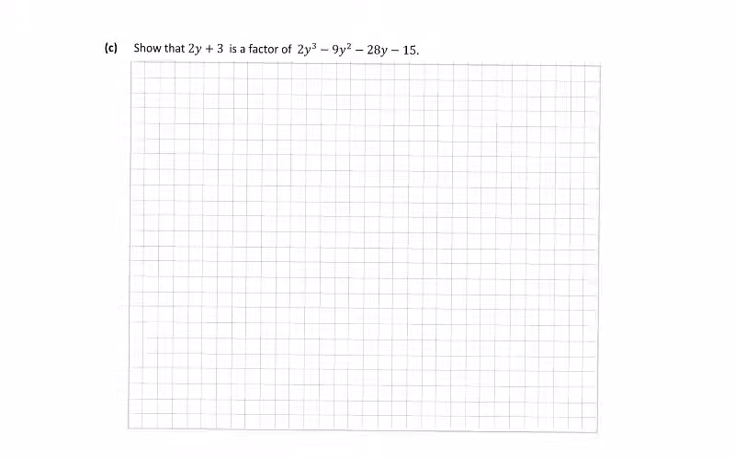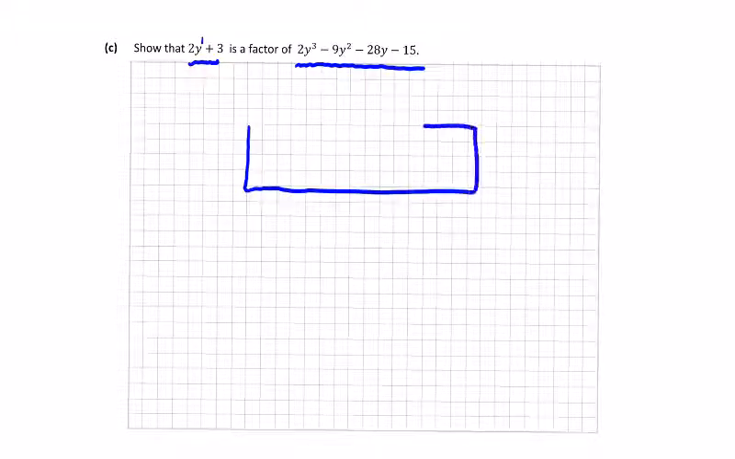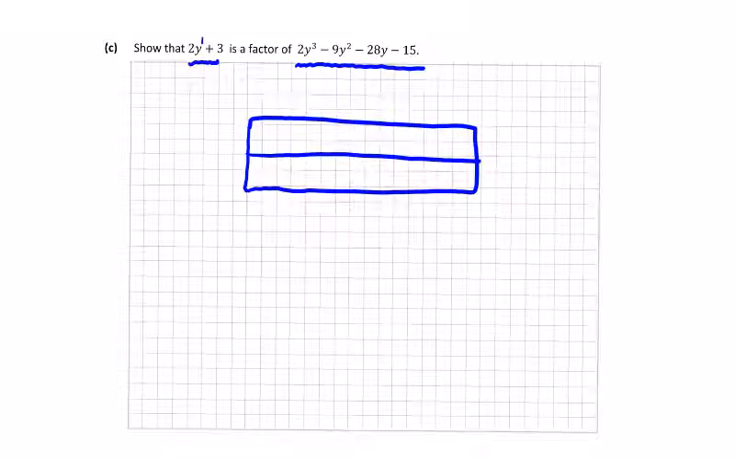In this question, we're asked to show that this linear expression, 2y plus 3, is a factor of a cubic expression. Anyone that has ever sat in my class knows I am obsessed with the box method. It's the easiest way to divide linear expressions into cubics or quadratics into cubics, whatever we want.